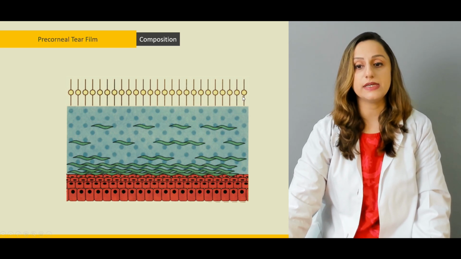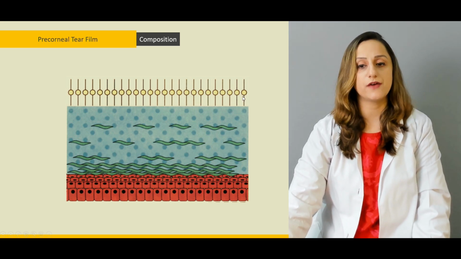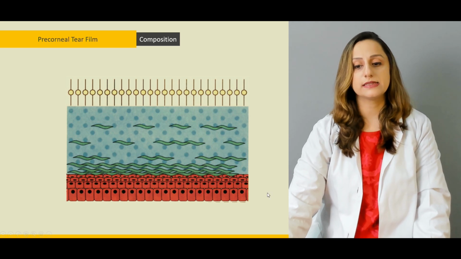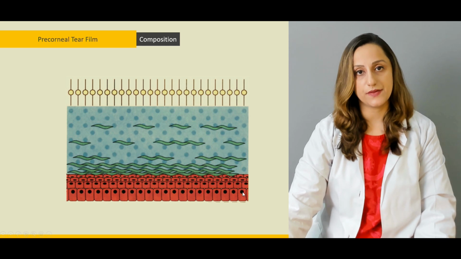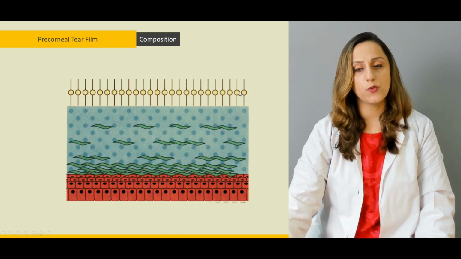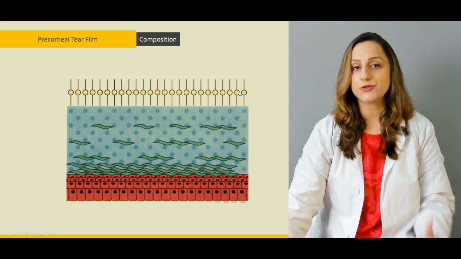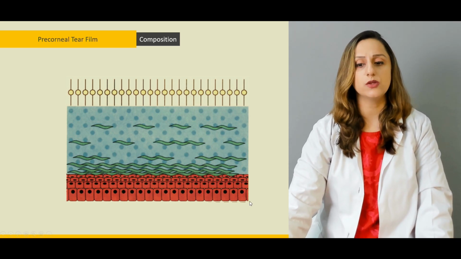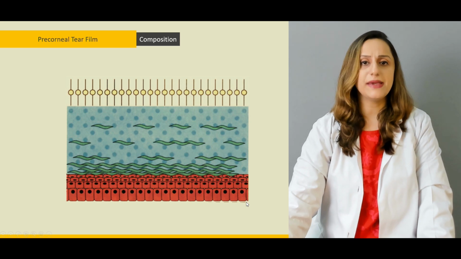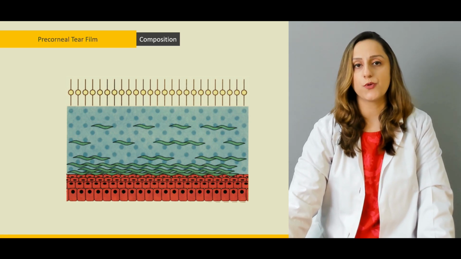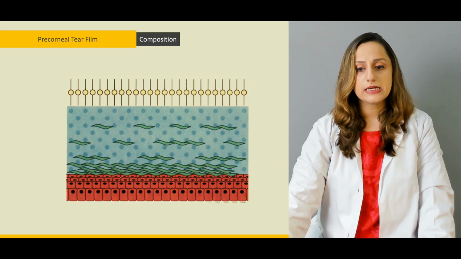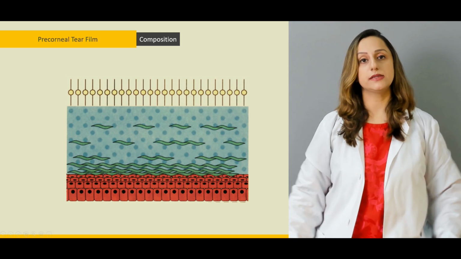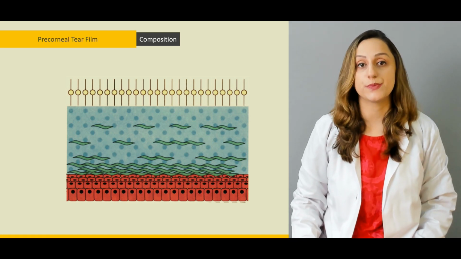And then we have the thinnest layers: a mucus layer, and then a mucoid or fatty layer on the other hand. The thickness of the outermost layer is almost 0.1 micrometers, and the lowermost layer, the basement membrane, is almost 0.2 micrometers. So this is how the precorneal tear film is composed.